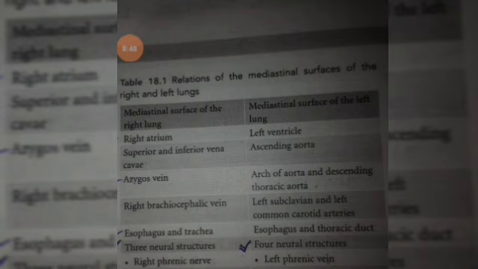Then we have the 3 neural structures for the right lung and 4 neural structures for the left lung. Don't be confused. Neural structures are just what? Nerves. Okay? Neural, nerves, all those things. They are neural structures. So, why does the right have 3 neural structures and why does the left have 4 neural structures? Well, let me explain. Okay, the right phrenic nerve, of course, we have the right and left phrenic nerve. They are on both sides. Right phrenic nerve is related to the right side, right lung. Left phrenic nerve, left side, left lung.